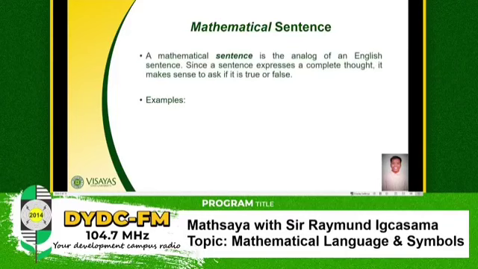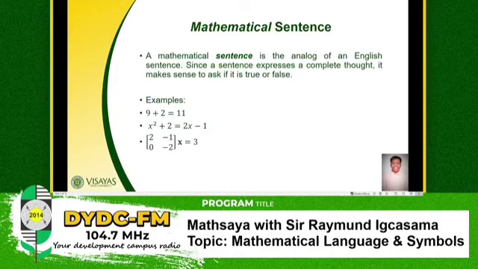So it is a sentence, meaning it should express a complete thought or meaning. Since a sentence expresses a complete thought, it makes sense to ask if it is true or false. Let's check if the examples we have shown on the screen can be answered by yes or no, or true or false.